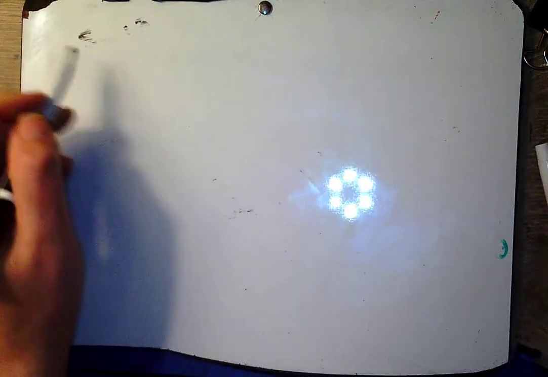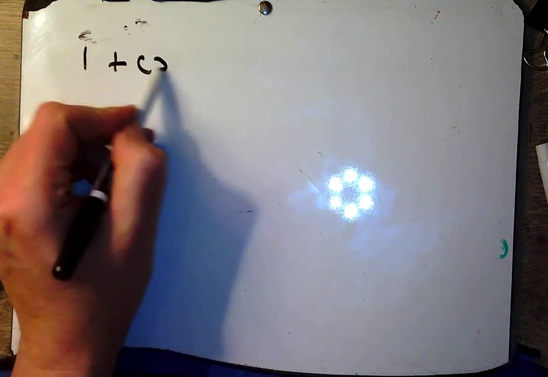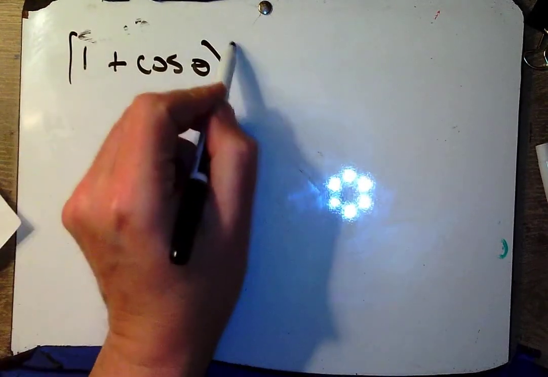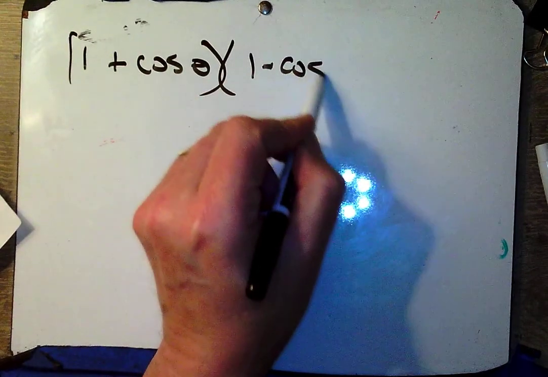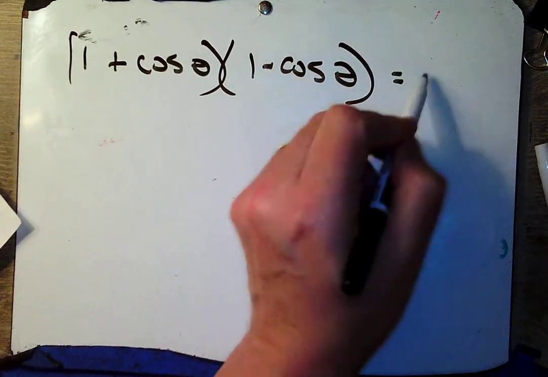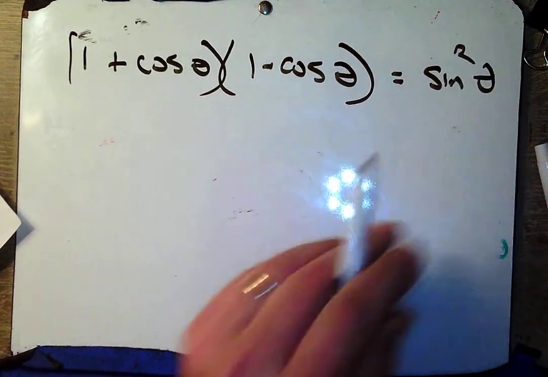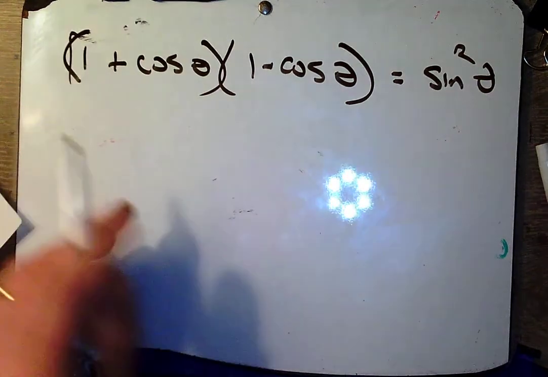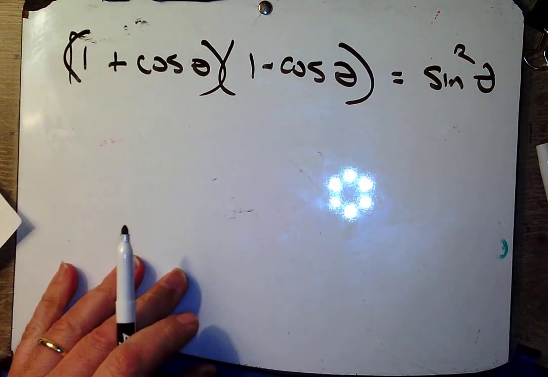Cool. How about this one? What would we do here? 1 plus cosine theta times 1 minus cosine theta. And we're supposed to show that this is sine squared theta. Why don't you pause the video and take a moment to show that?